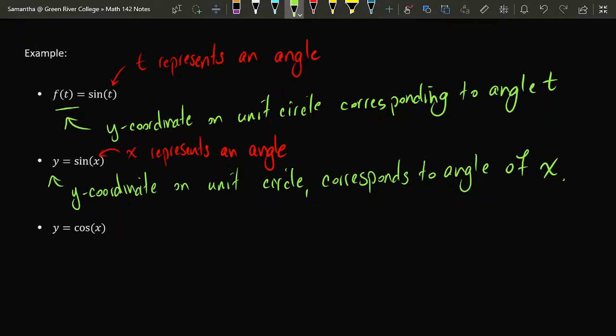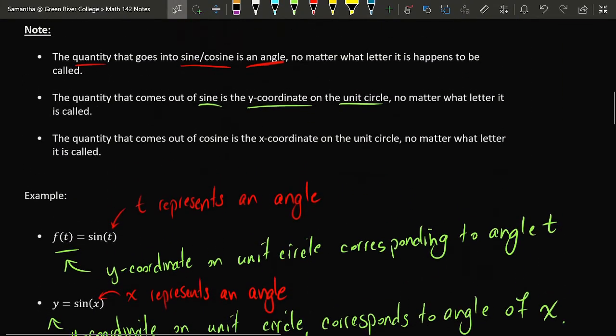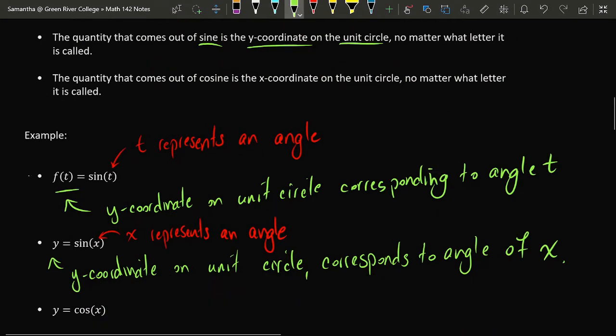Now, where this sort of really gets frustrating is when you see expressions like the one in the third example, y equals cosine of x. No matter what, the quantity that comes out of cosine is the x-coordinate on the unit circle, even if for some reason someone has decided to call that output y.